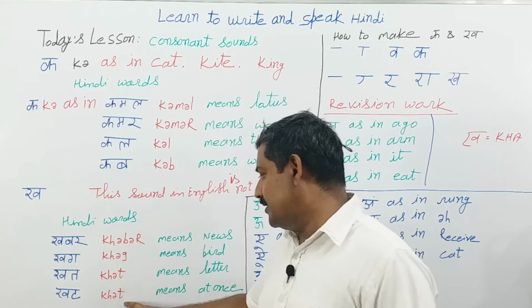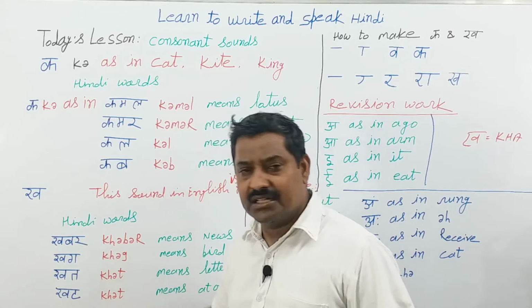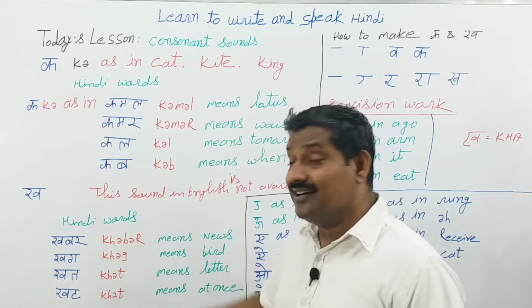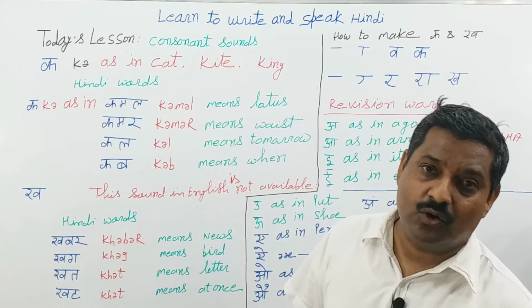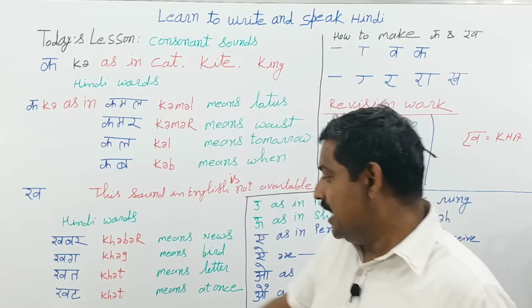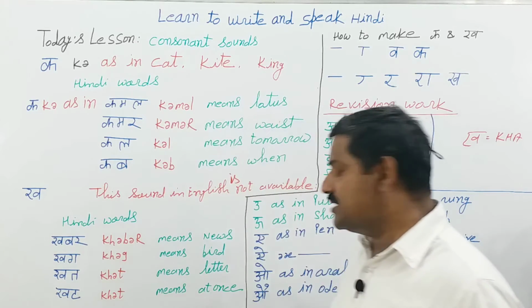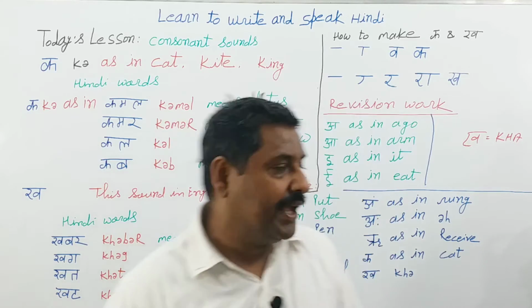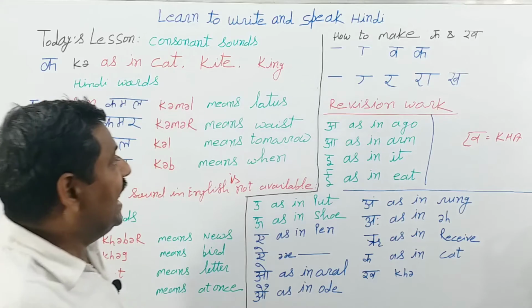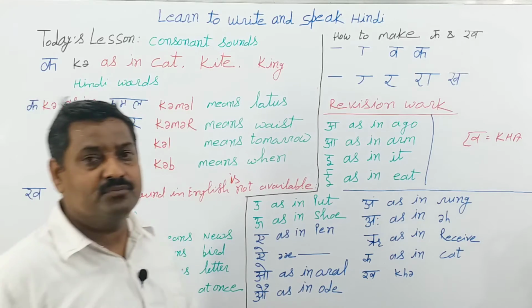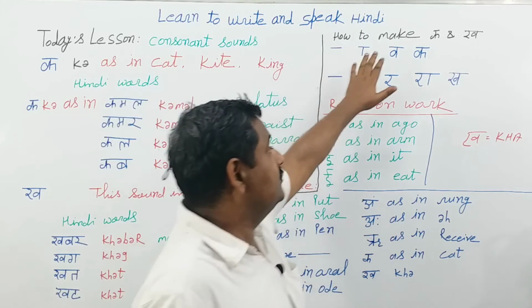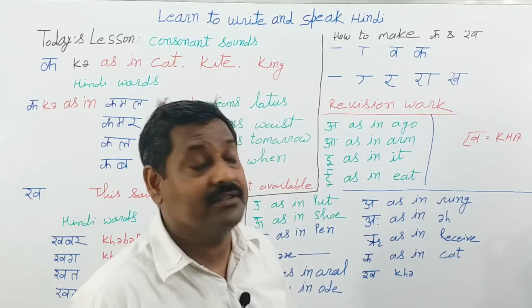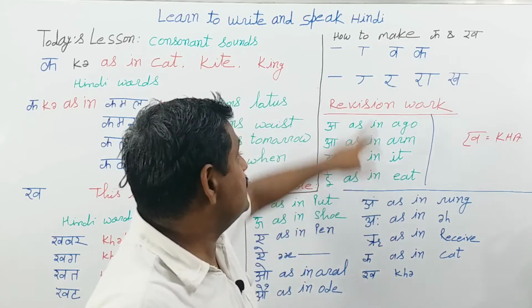So I have written here the same symbol for khat and khat, but this is kh t sound that will come there, and this is kh t, which means at once. At once means without delay, just after something. And then the question comes: how to write k and k? So the first step is here.